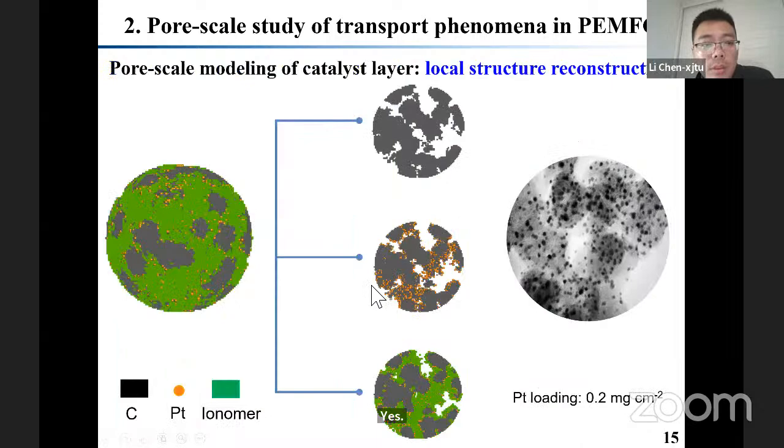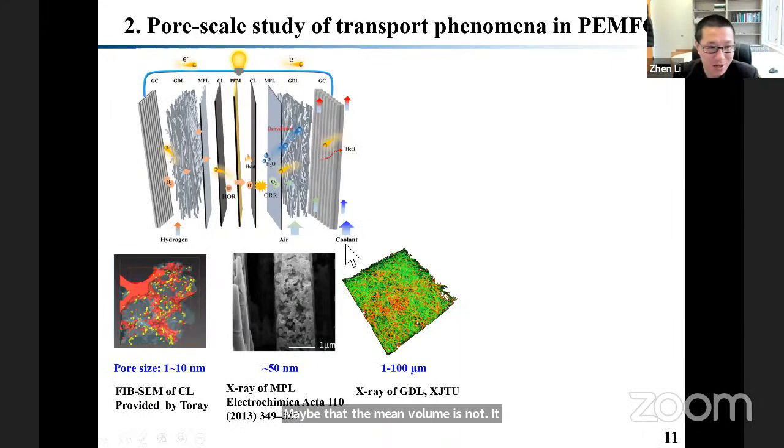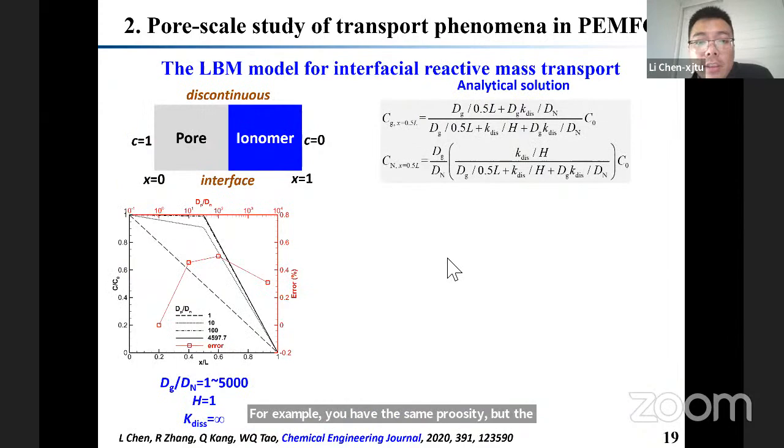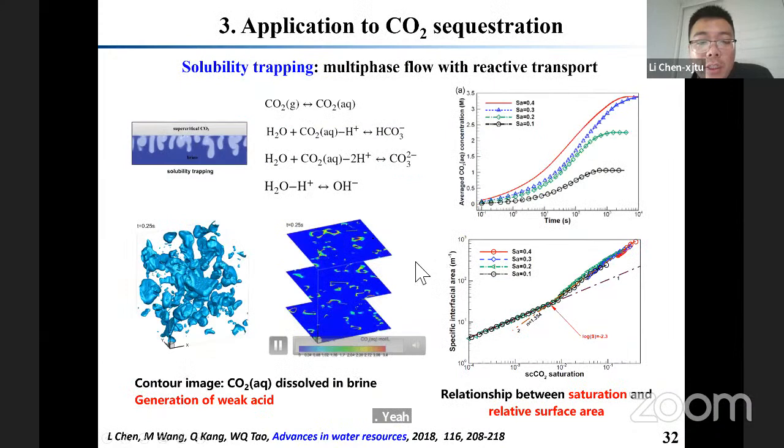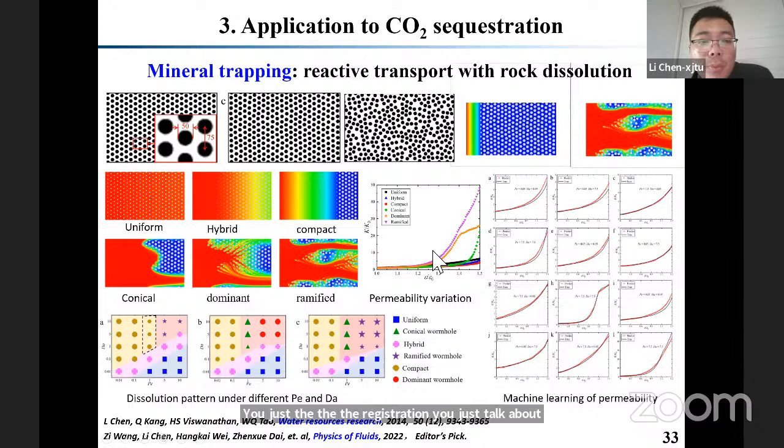The mean value is not the only thing you need to consider. The mean value does not represent it, for example, you have the same porosity, but the structure is different, you will get different results. Exactly. This picture shows the situation you just talked about. You can find that because of the different structures, under the same porosity, the permeability is not the same, it's different. See that? Yes, exactly.